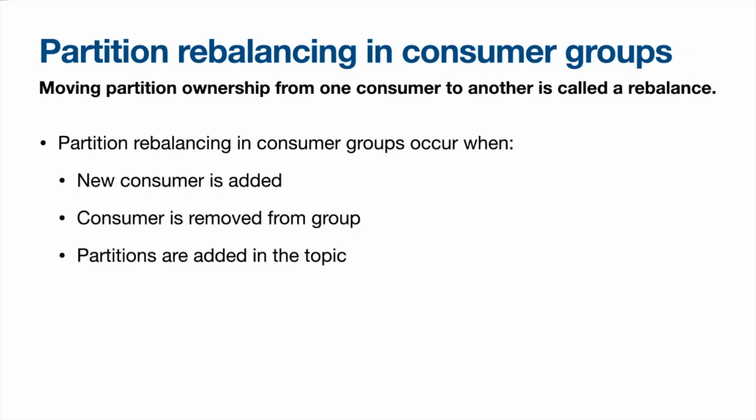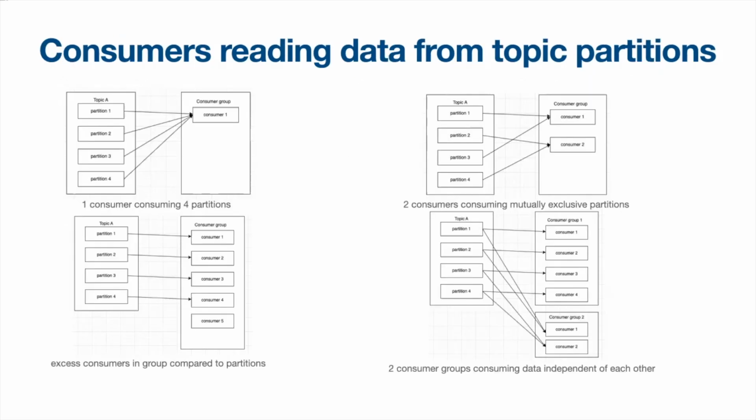And partition rebalancing in a consumer group. What is partition rebalancing? In simple terms, moving partition ownership from one consumer to another is called a rebalance. Why do we need a rebalance, you might ask? If you go back to this diagram, two consumers consuming mutually exclusive partitions, look at the top right diagram.